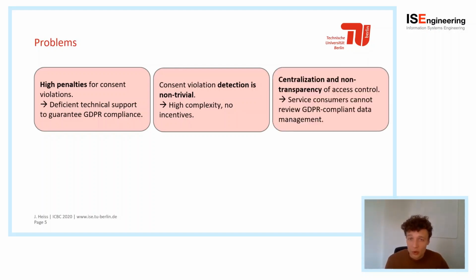Next, access control structures are usually centralized and non-transparent. This means that service consumers cannot review whether GDPR-compliant access control measures are implemented by the service providers, but instead they must fully rely on the service providers, and if a consent violation occurs, service providers are threatened to lose the trust of their service consumers.